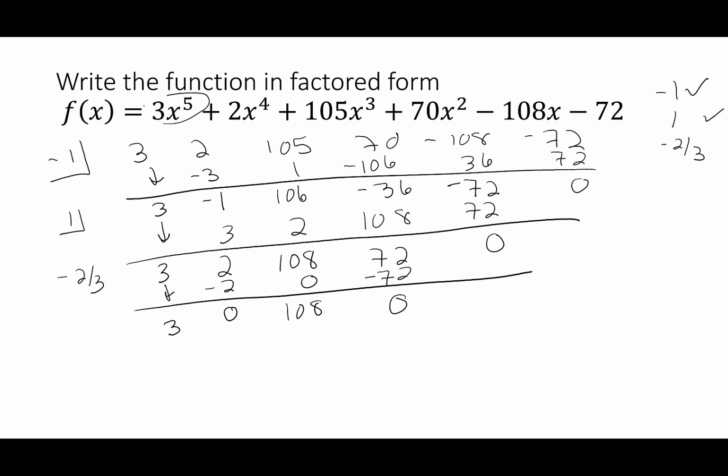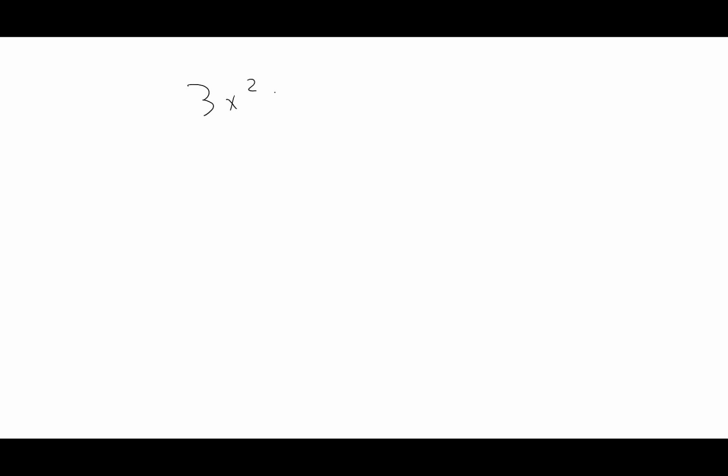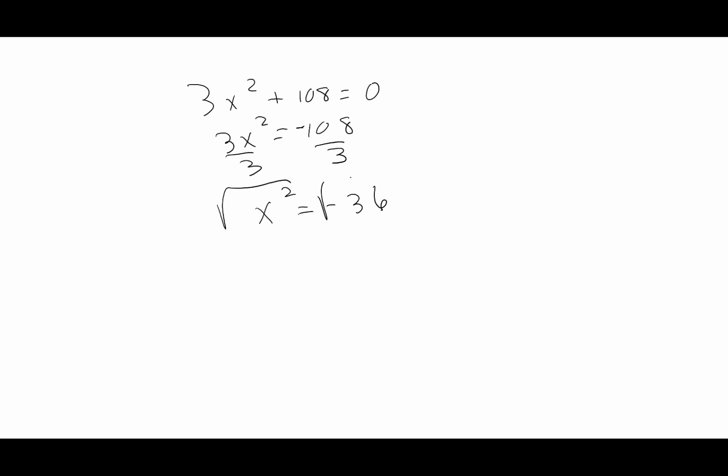Watch what happened. I started at power 5. The first time through took me to power 4. The second time took me to power 3. And my final one gave me x squared. So this stands for 3x squared, 0x, plus 108 is 0. If I take the 3x squared plus 108 equals 0, I can move the 108 to the right and then divide by 3. Negative 108 over 3 says x squared is negative 36. I take the square root of each side, and that says x is plus or minus 6i.